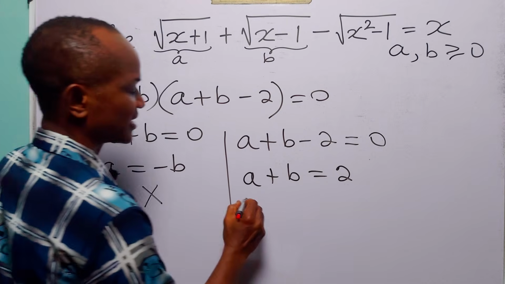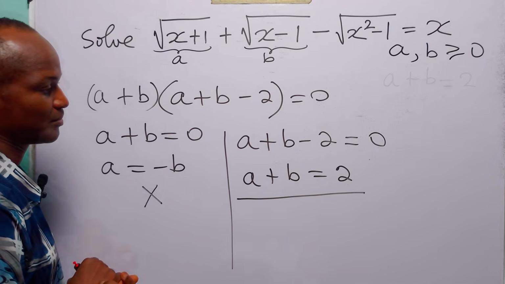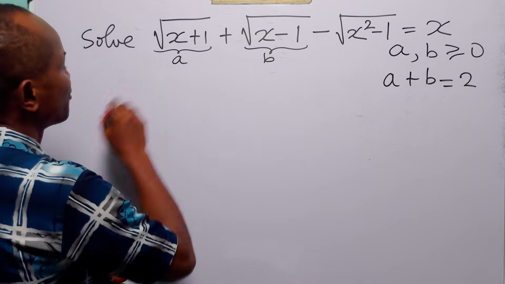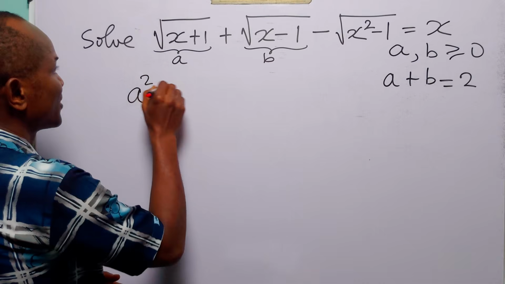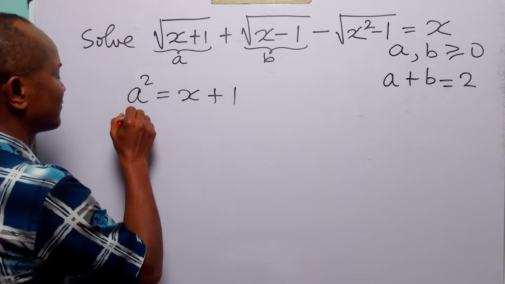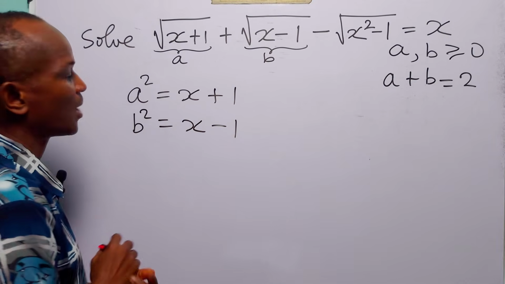So we only have that a plus b is equal to 2. Now let us go back to these two substitutions. From here, we have that a squared is equal to x plus 1. And from here, we have that b squared is equal to x minus 1.